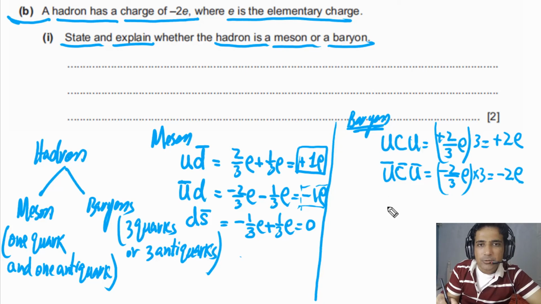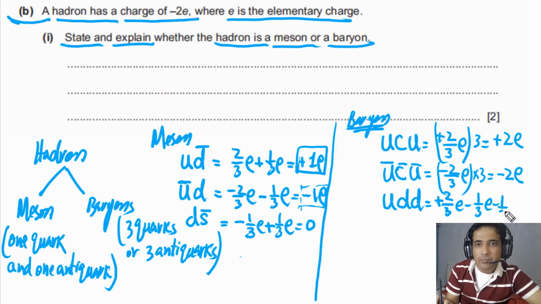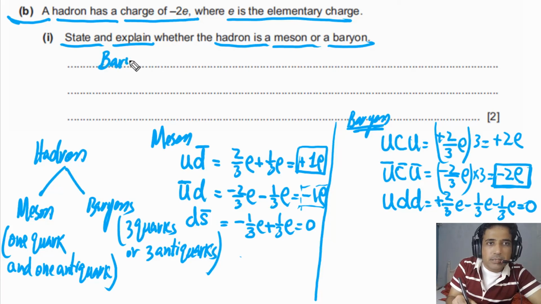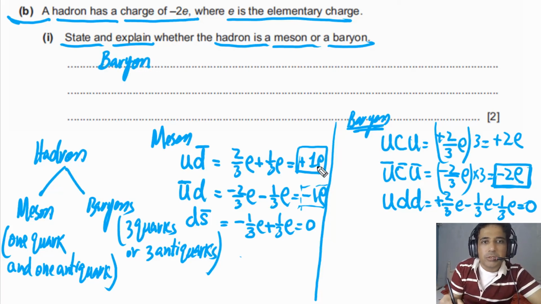It is also possible we have 1 up quark and 2 down quarks, as in the case of the neutron. So in this case, the charge on this baryon will be +2/3e -1/3e -1/3e. So the total charge in this case will be equal to 0. So you can see it is possible that an antibaryon has a charge of -2e. So it means the particle in this case is a baryon. It is not a meson, because the charge on a meson cannot be -2e. So this one is a baryon.